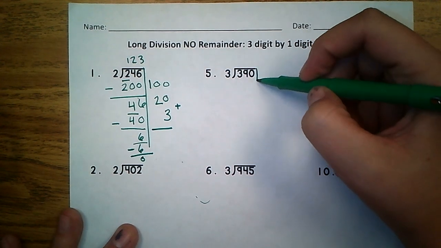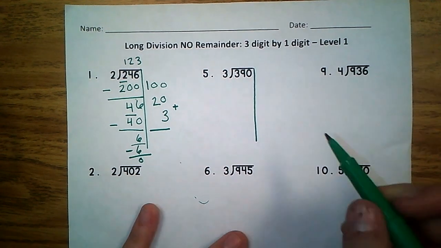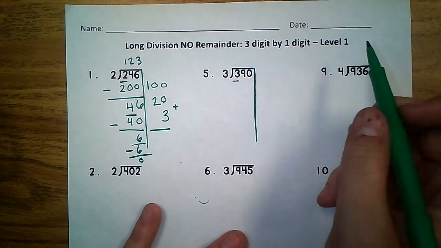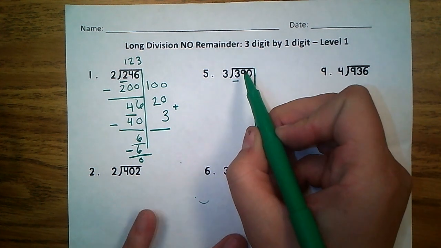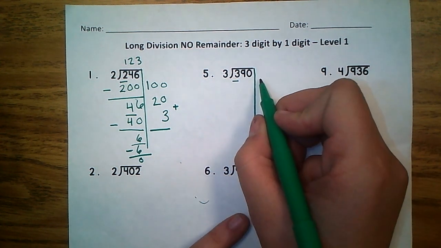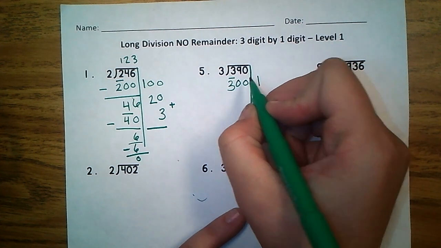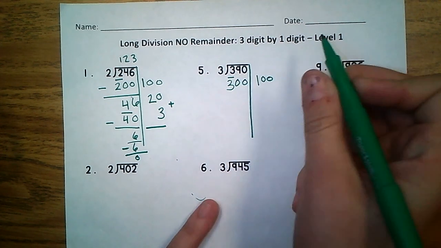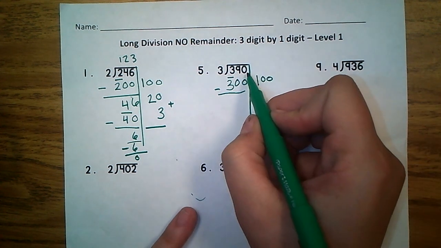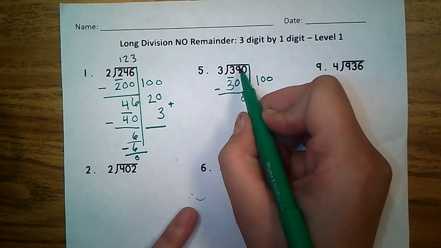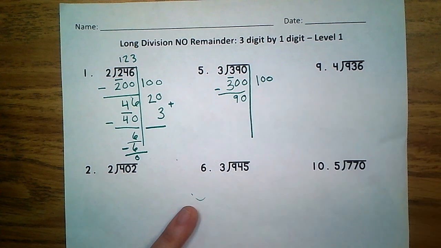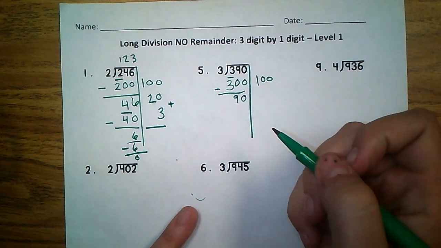Moving on to the next problem. Underlining the first number, how many times can 3 go into 3? I know that 3 times 1 will give me 3. Add 2 zeros here, 2 there, and subtract. 0 minus 0 is 0. 9 minus 0 is 9. And 3 minus 3 is 0.